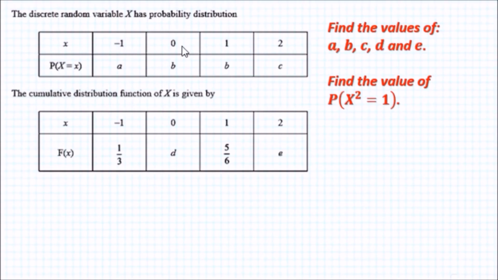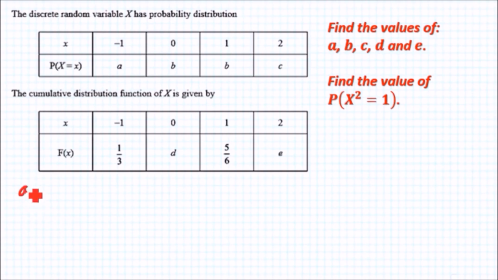For example, at x equals 0, it takes into account the sum of a plus b, which will give you a solution D, and at point 1 the sum of these three will give you the solution of 5/6, and so on. So the question here has two parts. Part A is to first find the values of each of the letters, and the next is to find the value of this probability when x is squared, which we can do afterwards. For now, let's work out part A.